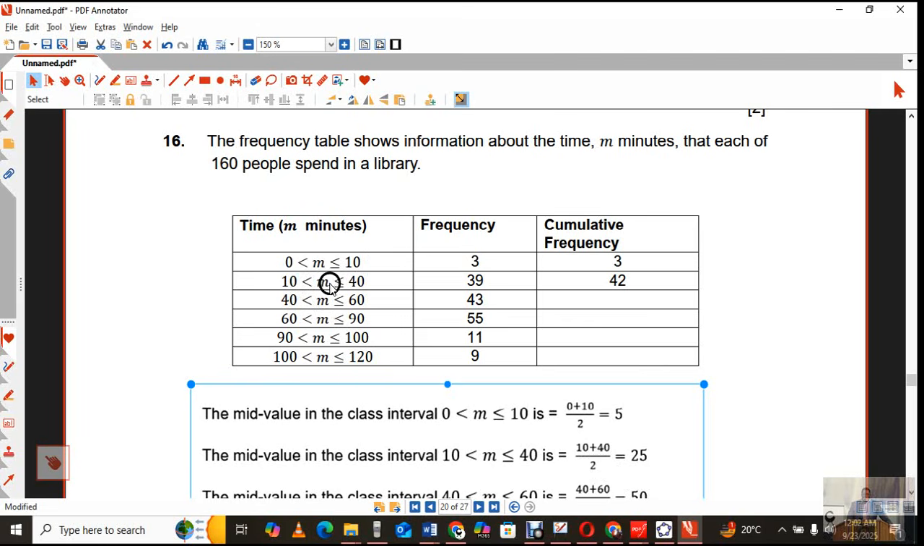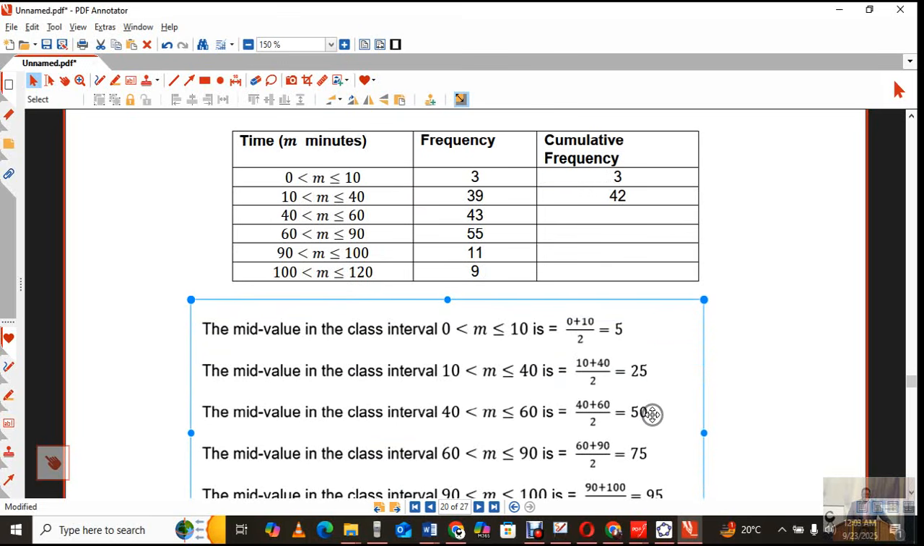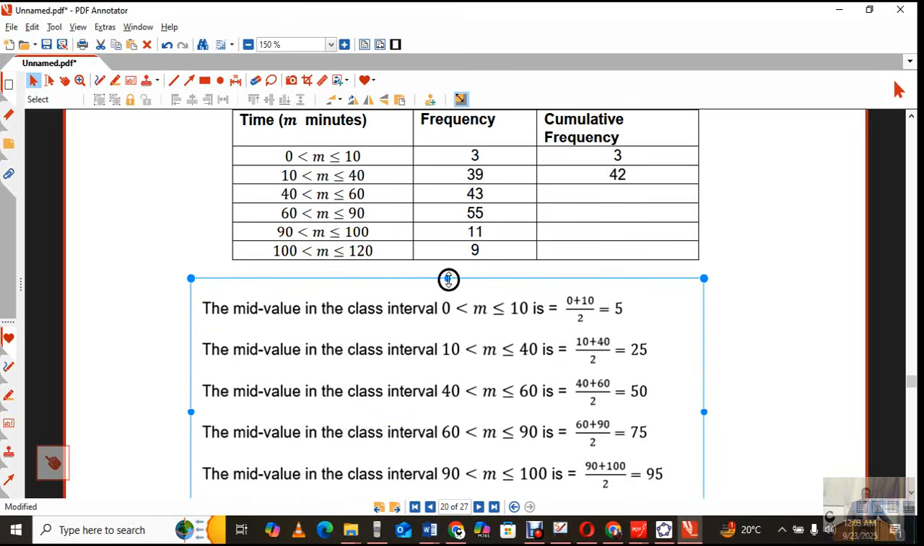Then I say in this class interval, 39 people spent about 25 minutes. So that is just an estimate. That is what you have: the 5, the 25, the 50, the 75, and the 95. We get it by adding the first with the last and dividing it by 2, giving us an average, more or less the mid values there.